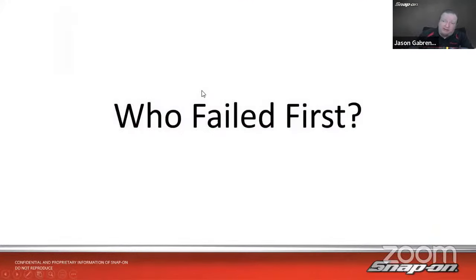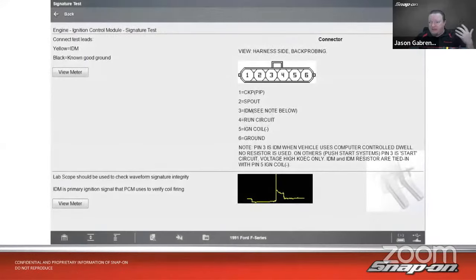How about this one? So this is what I'd call who failed first, like who's on first, right? So who failed first? So this was a classic vehicle at this point. It's a 91 Ford F-Series. So it had a 351, and it had a distributor, right? Distributor ignition around the front of the engine. And it would intermittently stall. Could be running for 10 minutes, could be running for 10 seconds. It would just stall kind of seemingly out of nowhere when it wanted to.